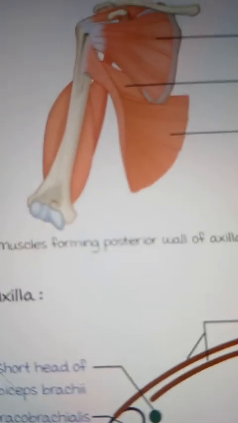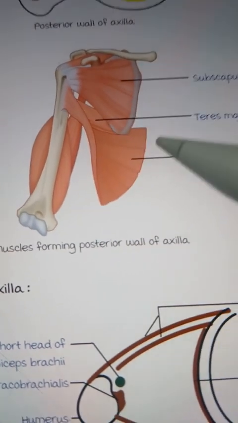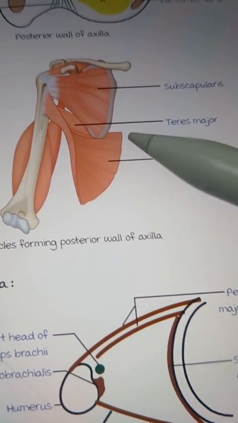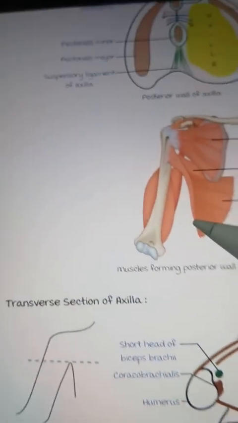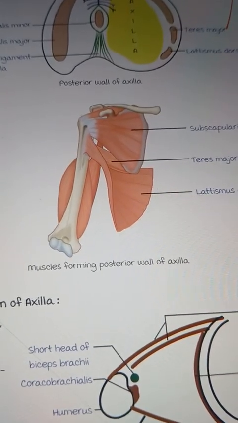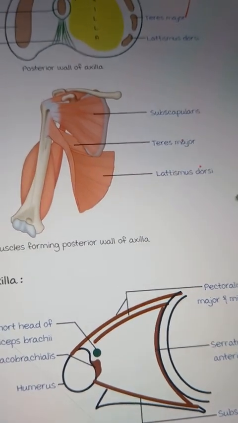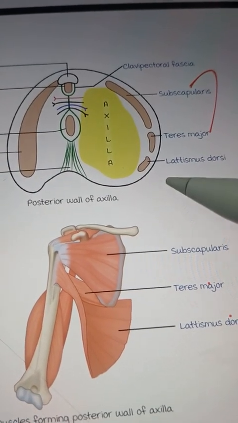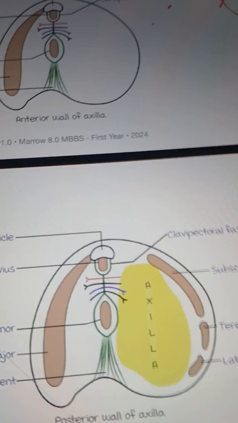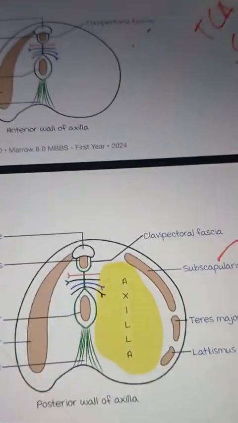That's just the posterior wall, anterior. This is the subscapularis, then teres major and latissimus dorsi; these are the muscles forming the posterior wall of axilla. You can see these muscles also. Those are the muscles forming the posterior wall of axilla, and that's the structures forming the anterior wall of axilla. So now the contents of the anterior wall of axilla and the muscles forming the posterior wall of axilla are clear.